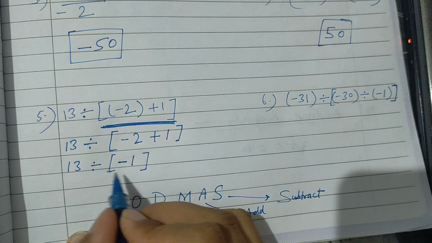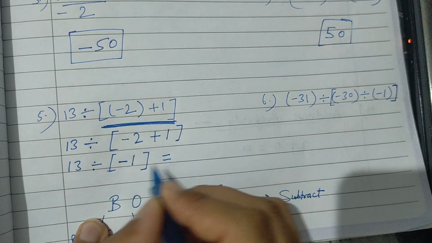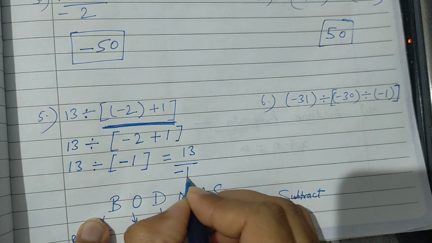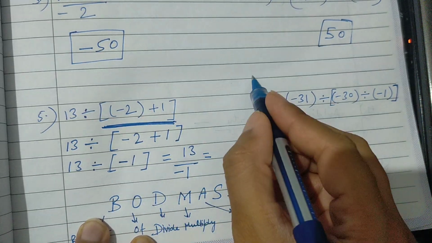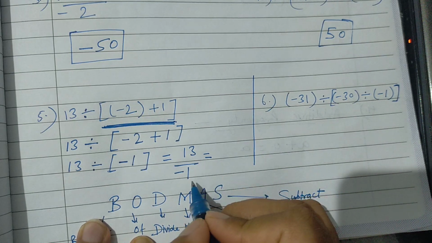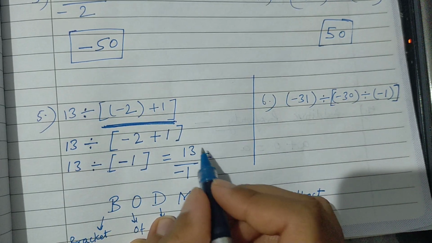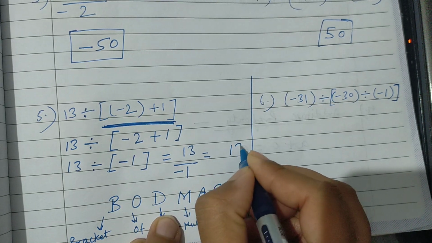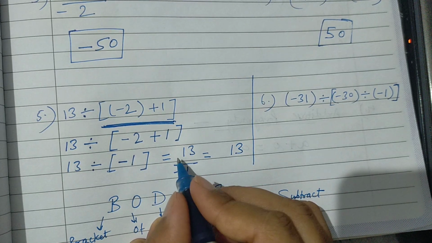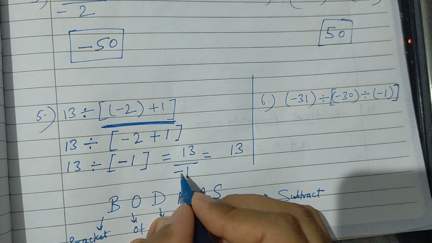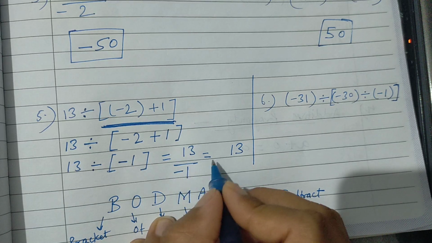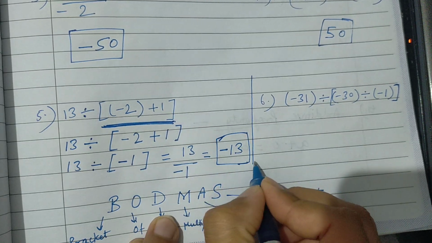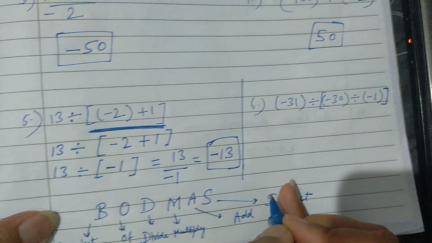Now we will divide. So 13 divided by -1. 13 divided by -1 is equal to, first we will divide. 13 divided by 1 is equal to 13. Now we will put the sign. See, here it is plus, here it is minus. So what will be the sign of the result? It is -13. So -13 will be the result.